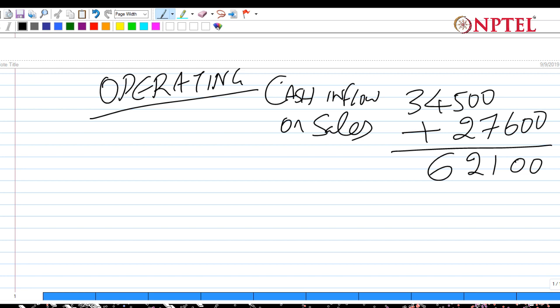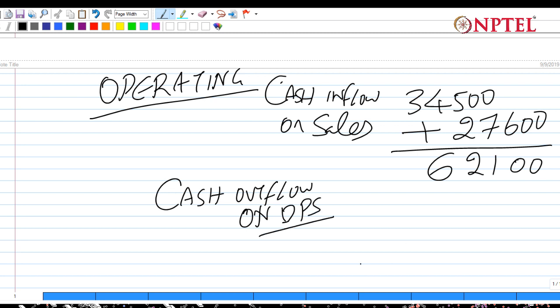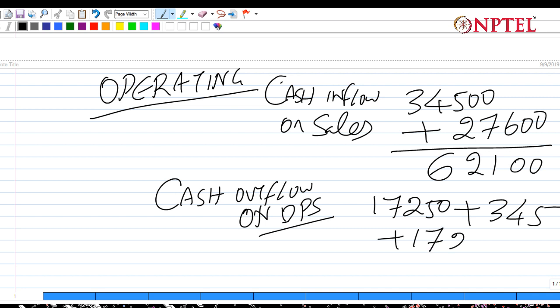Cash outflow because of operations is all the payment that you have made to vendors. That is, if I say cash outflow on operations, the money that you have paid to vendors, that is 17,250 plus cash purchases and supplies, that is 345, plus cash purchase of inventory, that is another 17,250.